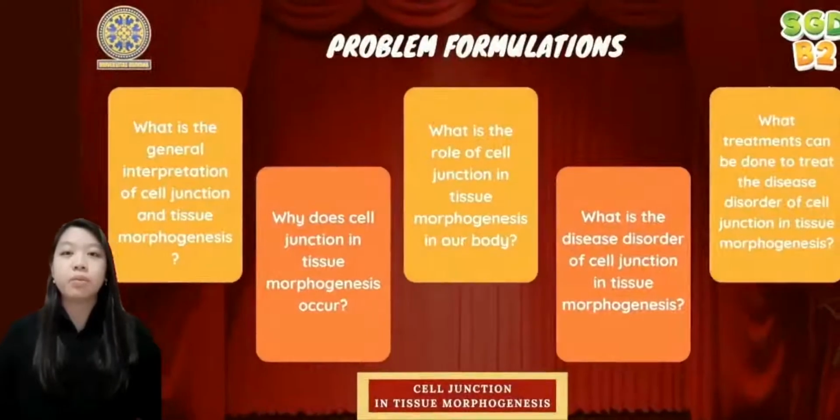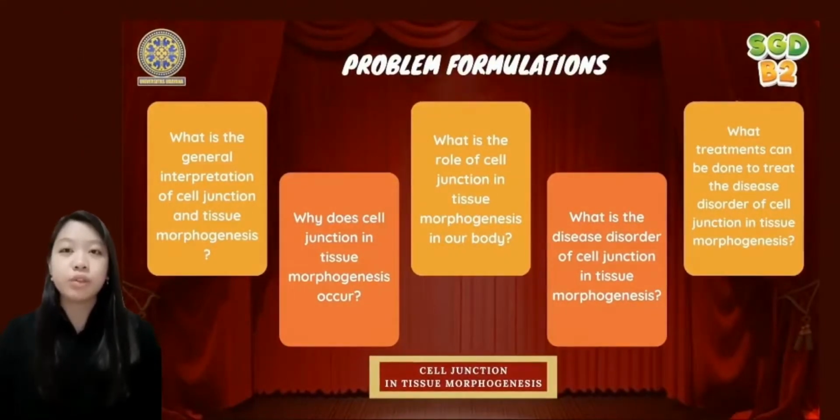Now I will explain the problem formulations. The first one, what is the general interpretation of cell junction and tissue morphogenesis? Number 2, why does cell junction in tissue morphogenesis occur? Number 3, what is the role of cell junction in tissue morphogenesis in our body? Number 4, what is the disease disorder of cell junction in tissue morphogenesis? And the last one, what treatments can be done to treat the disease disorder of cell junction in tissue morphogenesis?